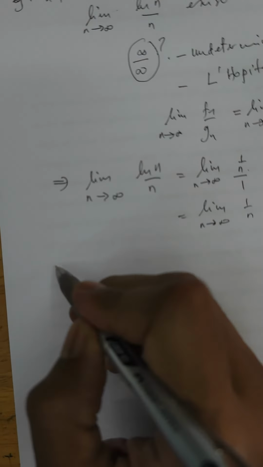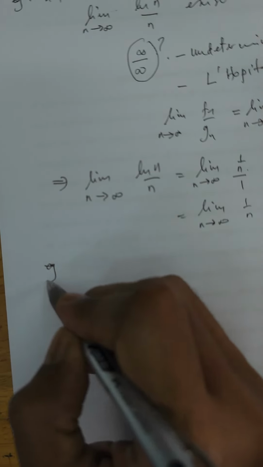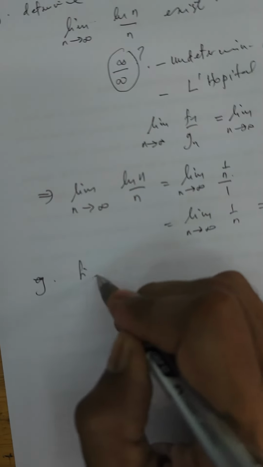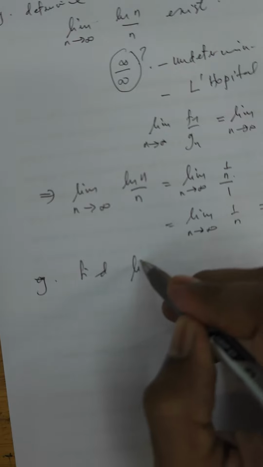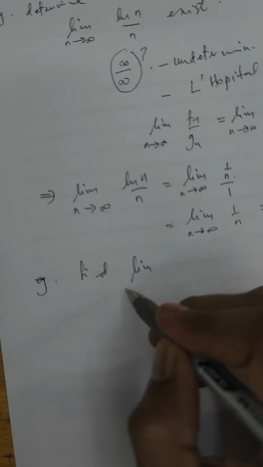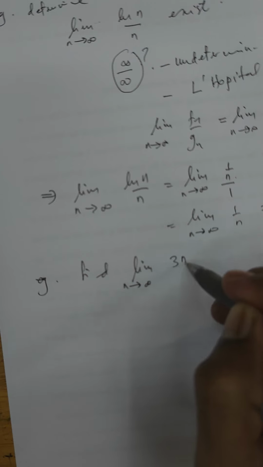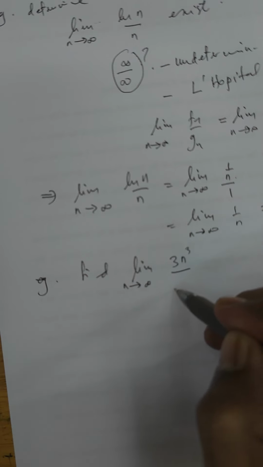Another example. We want to find the limit, if it exists, as n goes to infinity of 3n cubed over e^(2n).